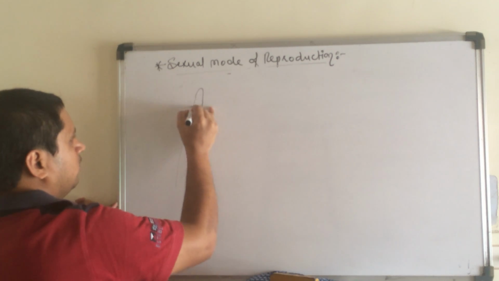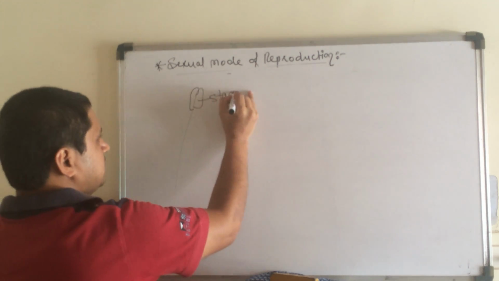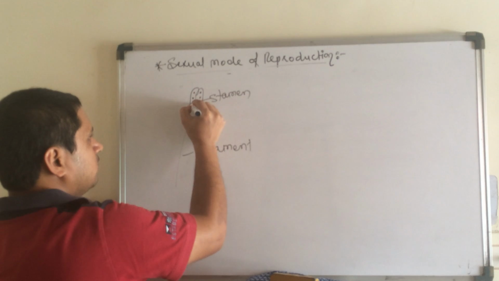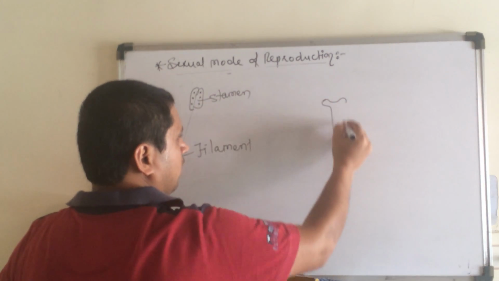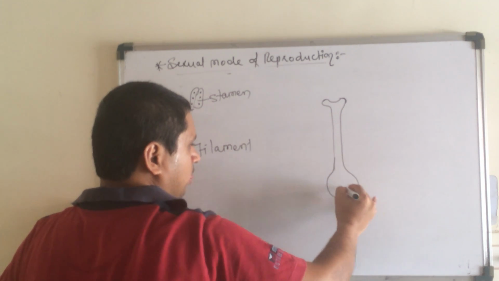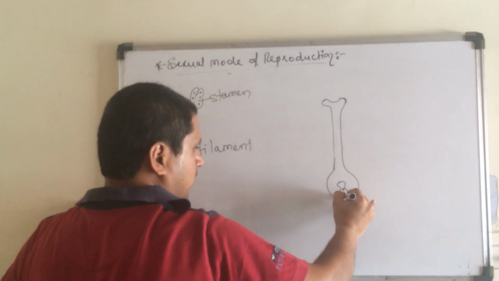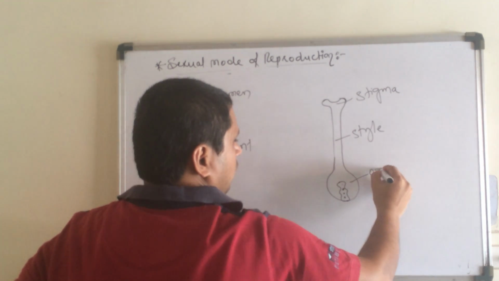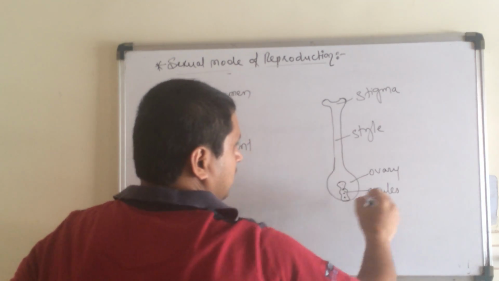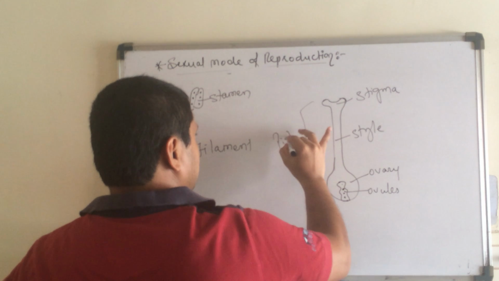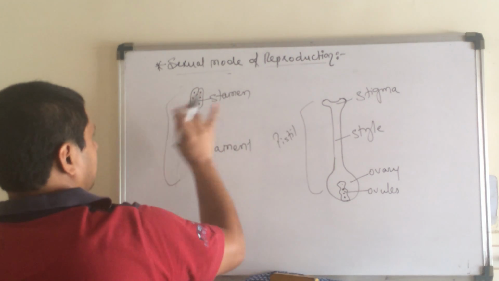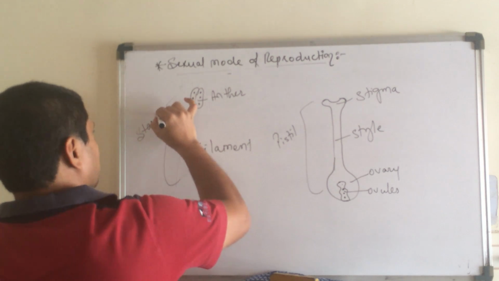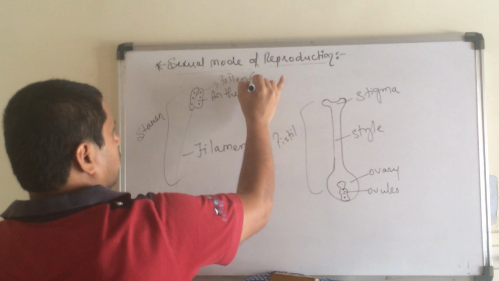So if we recall this structure, there is the stamen and the filament, which contains the pollen grains, and there is the stigma, style, and the ovary, and these are the ovules. Now this whole is known as the pistil, while this is, sorry, this is the anther, this is the stamen. So this contains what, children? Pollen grains. This pollen grain has to be transferred.